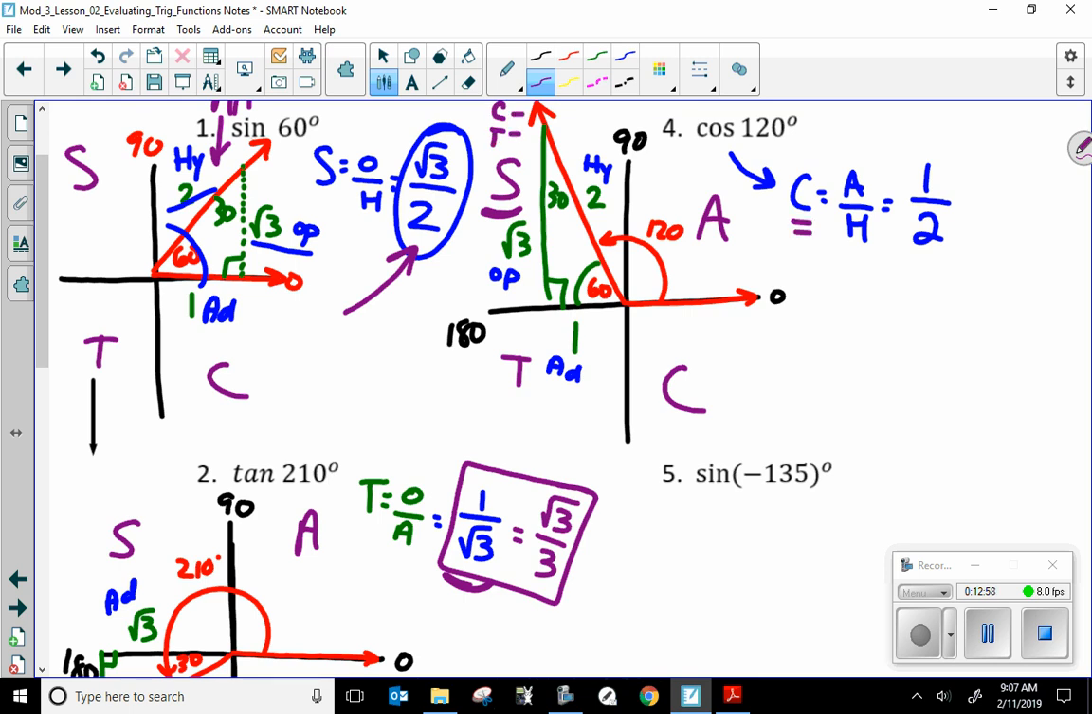They want the cosine. So it has to be negative. So I need to put a negative here. The amount of students that leave that 1/2 is crazy, okay? You need to make that negative.